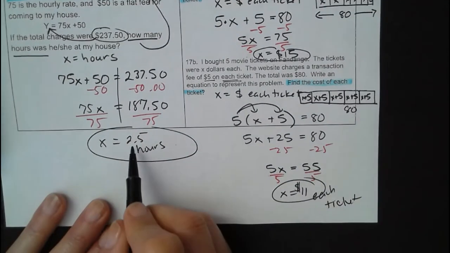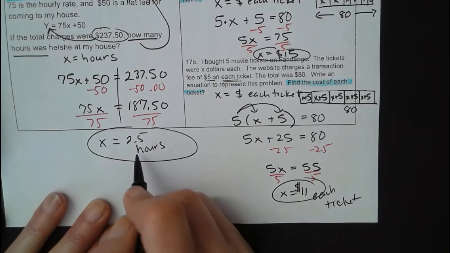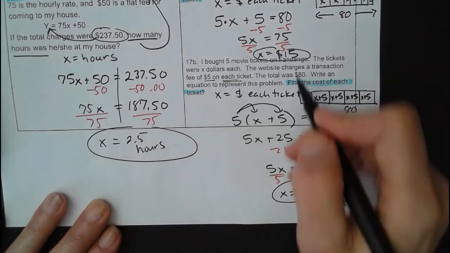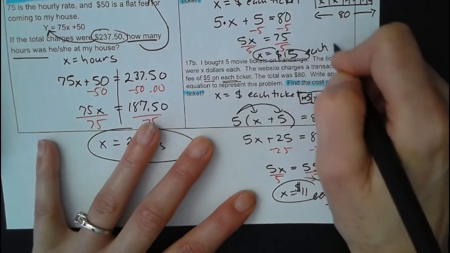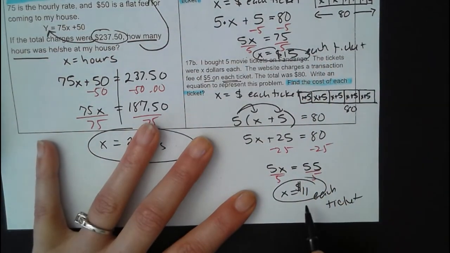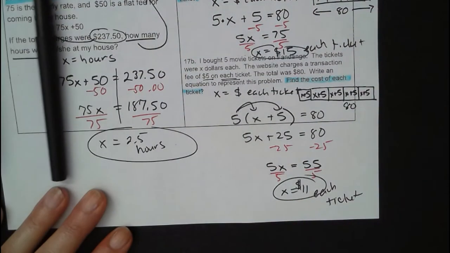So this was 2.5 hours that the plumber was at our house. This is $15 for each ticket. And this one was $11 for each ticket. Okay, easy peasy. You guys are going to have this.